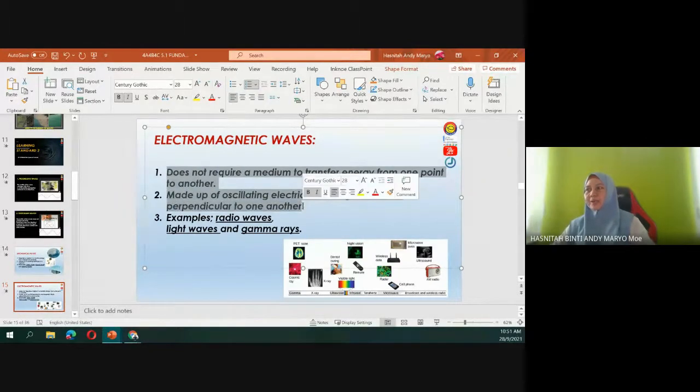Okay, this is the definition or the keyword for electromagnetic wave. Okay. And these are examples of electromagnetic wave. We have radio wave, light wave, gamma ray, ultraviolet, X-ray, microwave, cosmic ray, visible light, semua, and so on. Okay, so all these waves consist of a magnetic field and an electric field which oscillate at 90 degrees, or perpendicular, to one another. Okay.